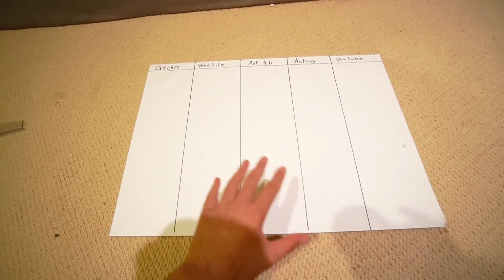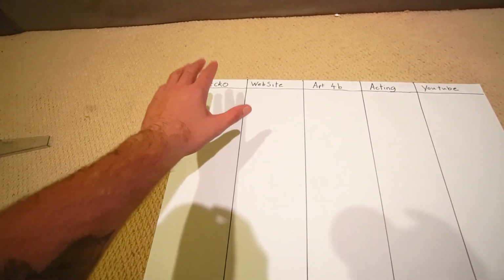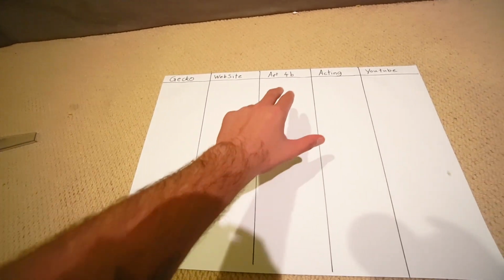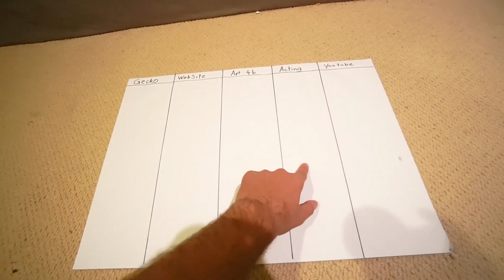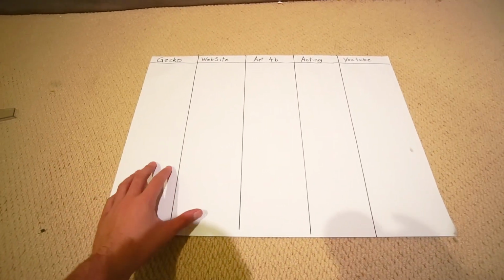Alright, so here I have my 5 main projects that I'm working on at the moment. I've got my Gecko film page, my website, a web series that I'm working on, some acting stuff, and YouTube things. Alright, so those are the 5 main projects that I'm working on at the moment.